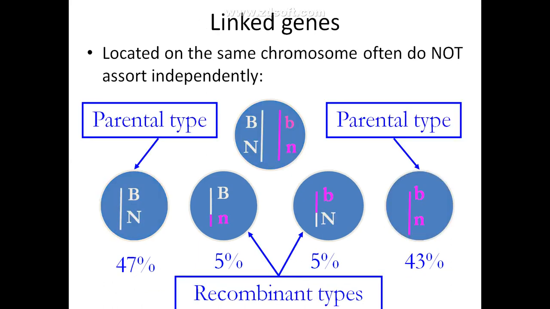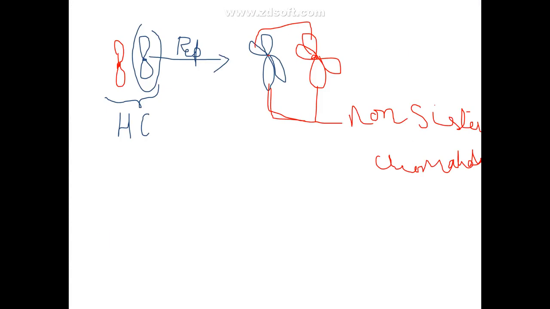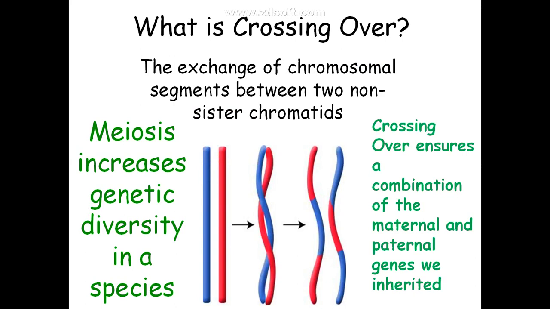You can see here the definition I have written. Crossing over ensures a combination of maternal and paternal genes we inherit. What type of maternal genes I have got and what type of paternal genes I have got is indicated by crossing over. What does a recombinant tell? So when do crossing over and recombination occur? It occurs during meiosis.